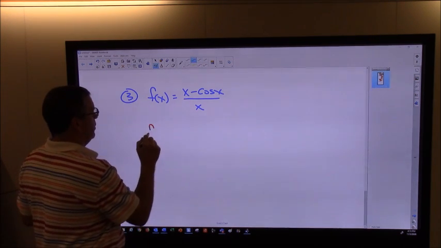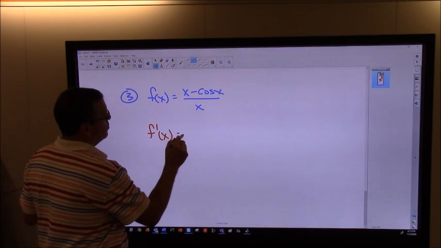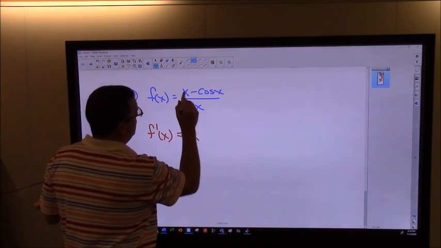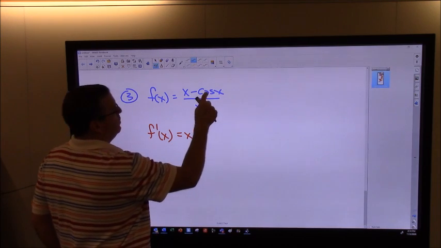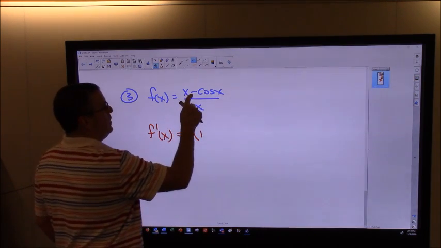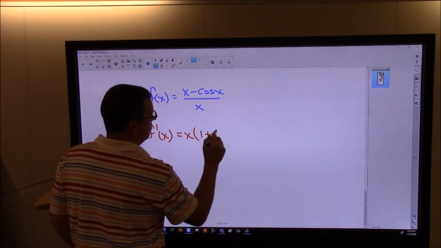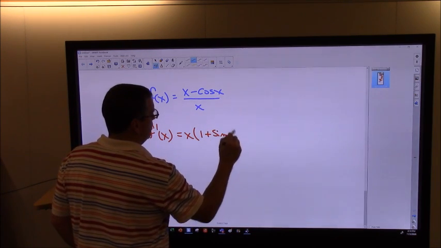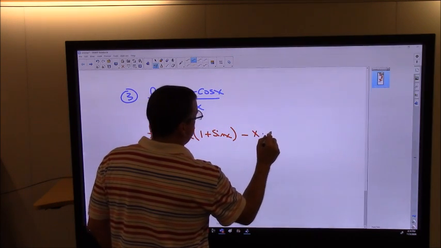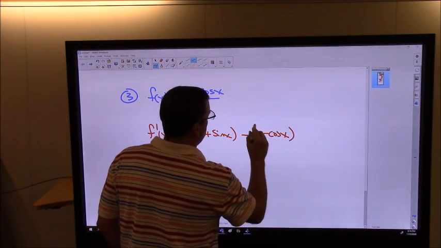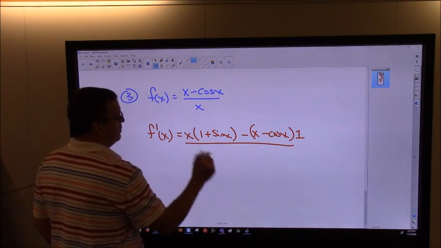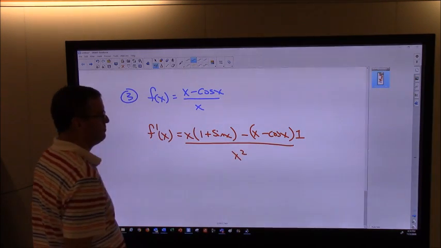All right, so the derivative equals low d high. The derivative of this would be 1. The derivative of a cosine of x is a negative sine of x. So the negative of a negative sine of x would be plus sine of x. Less high d low. So x minus cosine x d low all over x squared.